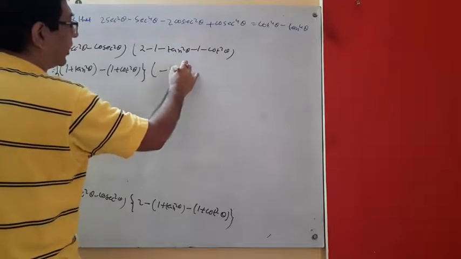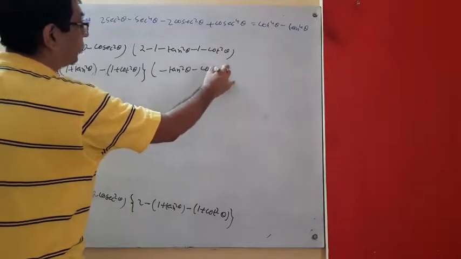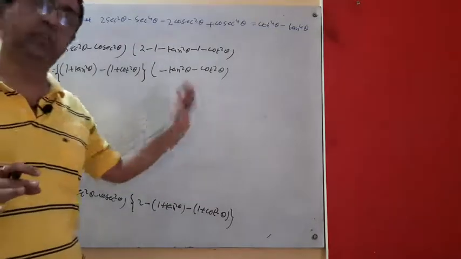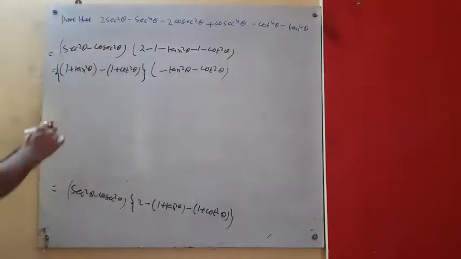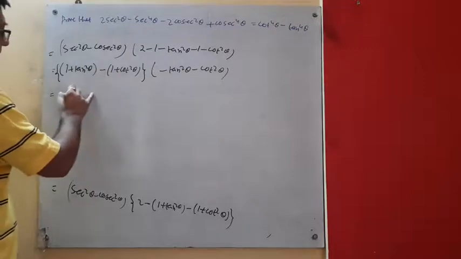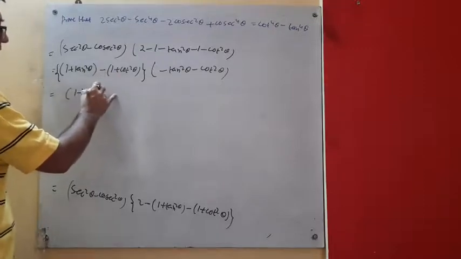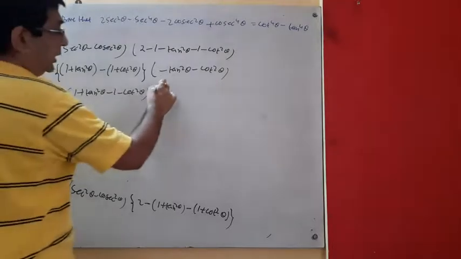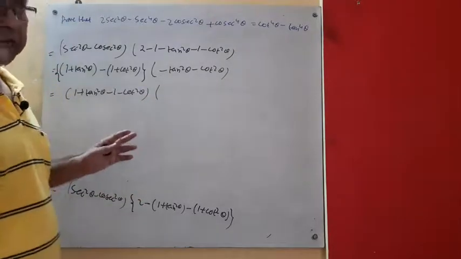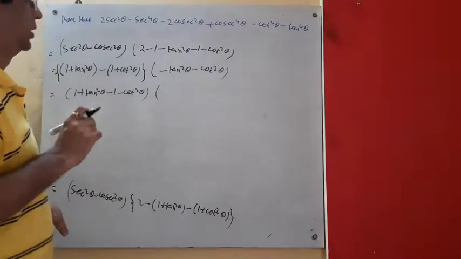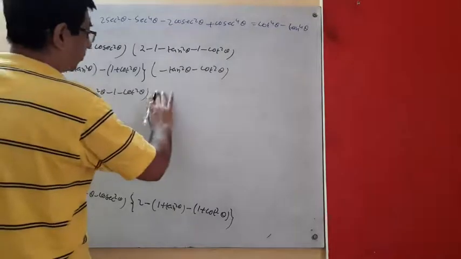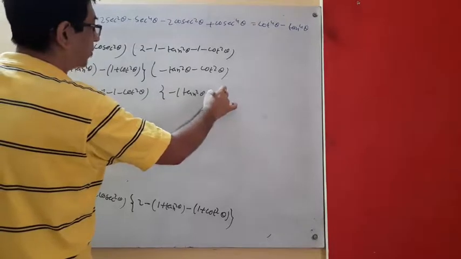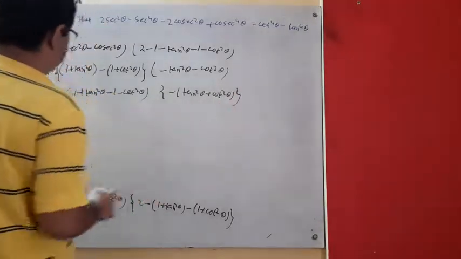Minus tan square theta minus cot square theta. If you know the formula and its application, this part is very easy. Otherwise, it is an immense problem. 1 plus tan square theta minus 1 minus cot square theta. This is not only for class 9 and 10, because in class 11 also it will help you. So take common minus, that is tan square theta plus cot square theta, right?